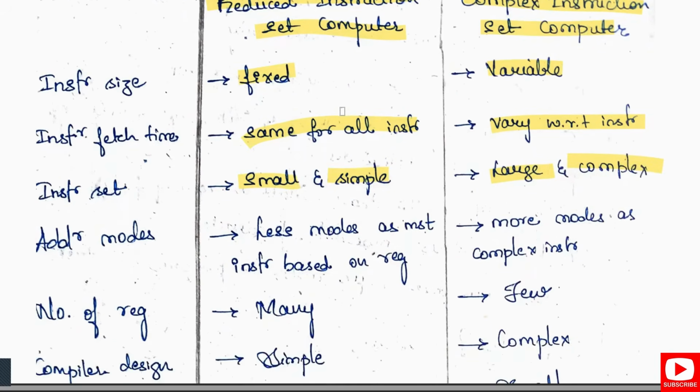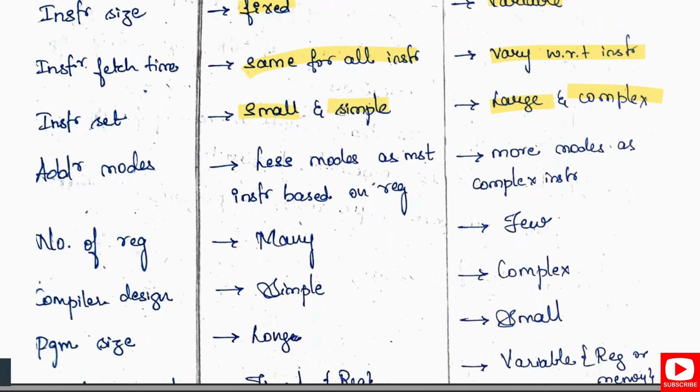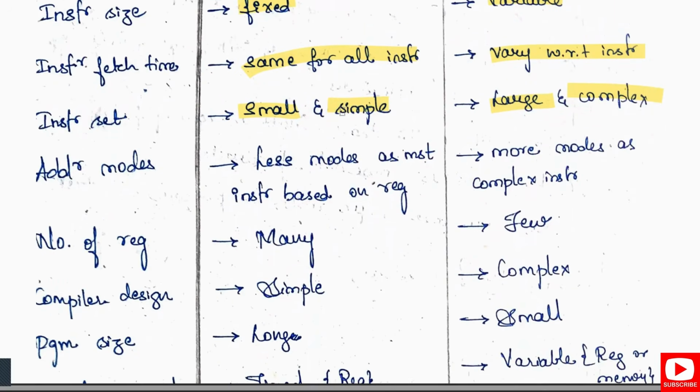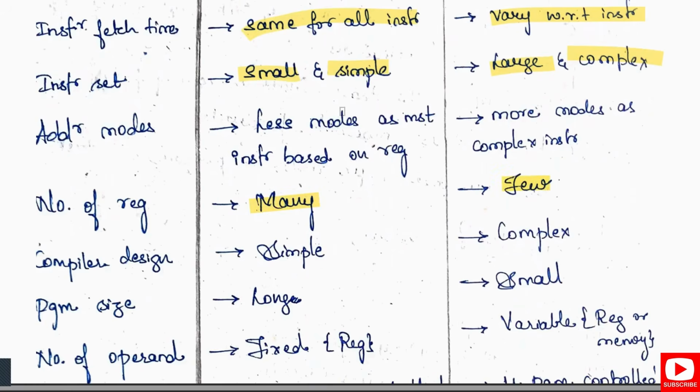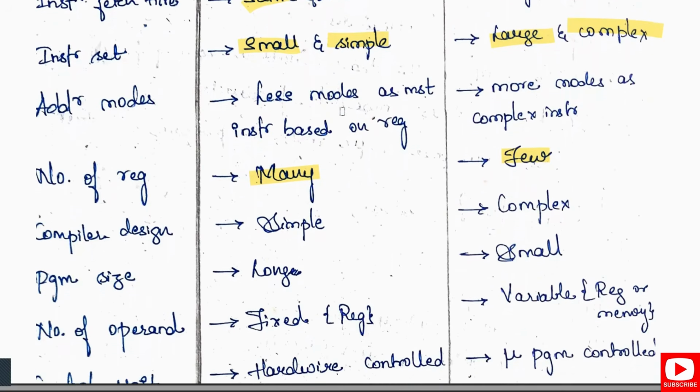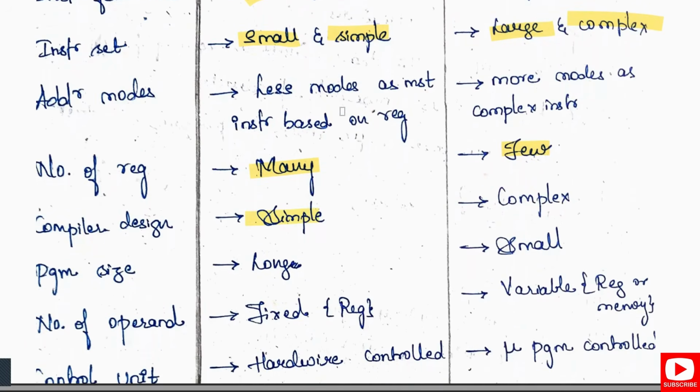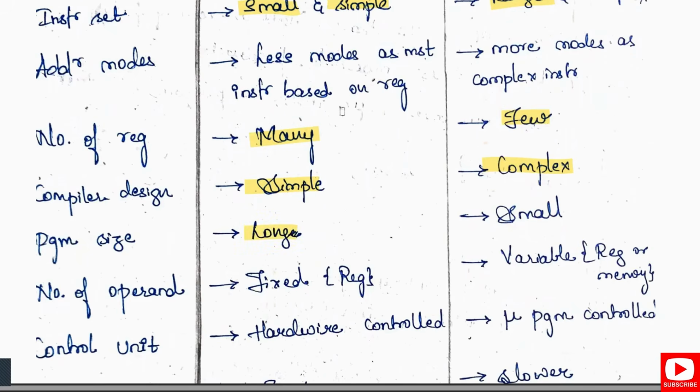Address modes: here fewer modes, as most of the instructions are based on registers, but here more modes are needed, as we have complex instructions. The number of registers used is many here, and few there. Compiler design is simple because it is a reduced instruction set. Here it is complex. Next comes program size. Program size is long here in RISC and small in CISC. The number of operands is fixed here, and variable there.